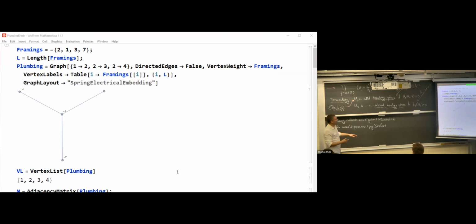The one I'm going to walk you through on the screen is the first one. You can download it at www.theory.caltech.edu, then the squiggly thing, my last name, and then the file is called plumbed.notebook. This is a Mathematica notebook, for those who like Mathematica.